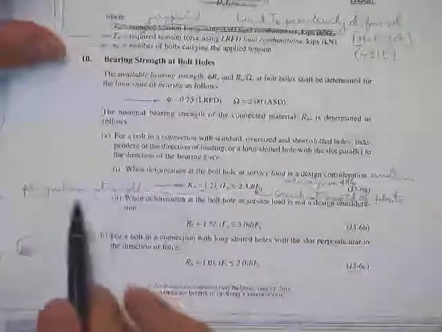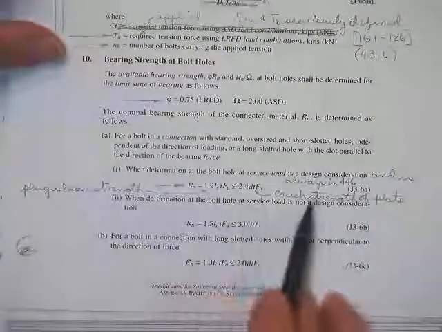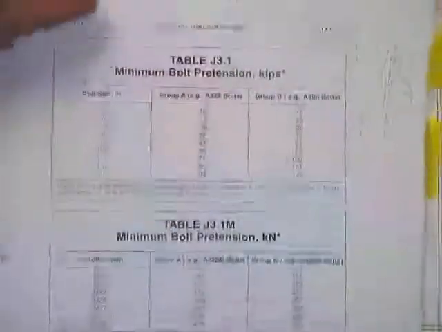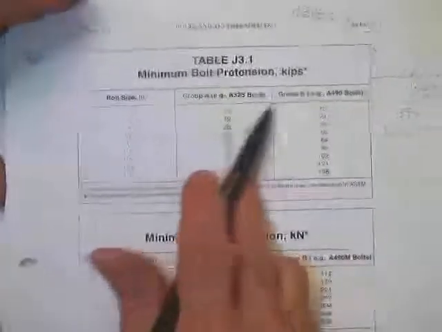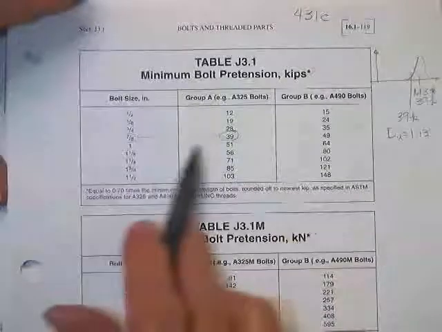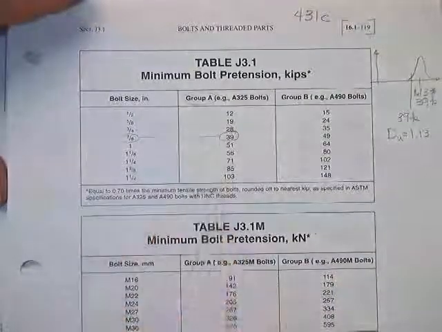Bearing strength, 0.75 for resistance factor. You have a plug shear strength listed. You have a crush shear strength listed. You have other cases, too, which we don't get into. If you get out, you'll probably want to read these things. Long slotted hole. Do you have any long slotted holes? Wow, saw one the other day. Maybe I better use this instead. Tables on the pretension in the bolts. Group A, Group B. Bolt size. Tension to be installed in the bolt.